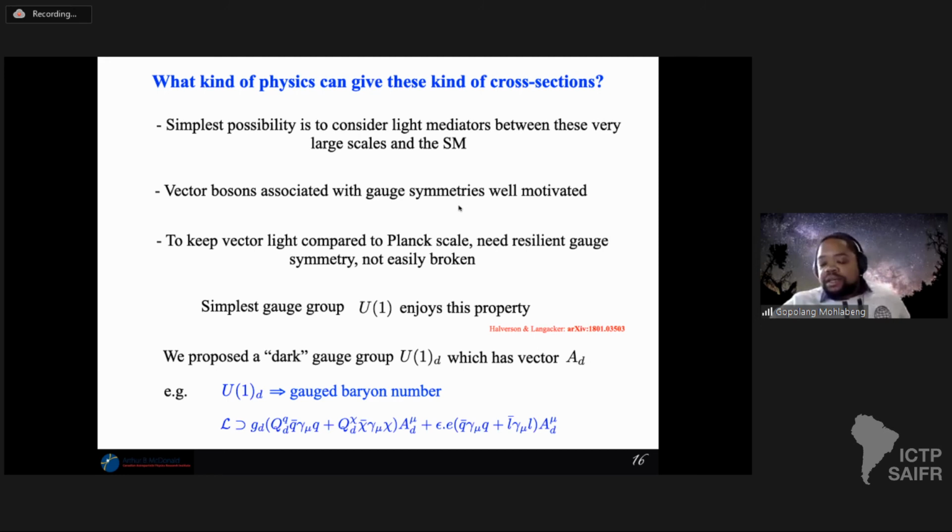Exploiting this possibility, we proposed a dark gauge group. We called it U(1) dark, and it has a vector boson A dark. For the explicit example, we assume that this is gauged baryon number, which has the following Lagrangian of interactions. This is the dark charge of the quarks, which is just the normal baryon charge of a third. This is the dark charge, the baryon charge, of the dark matter. And because of loop-induced processes, we have a kinetic mixing with the standard model leptons and fermions.